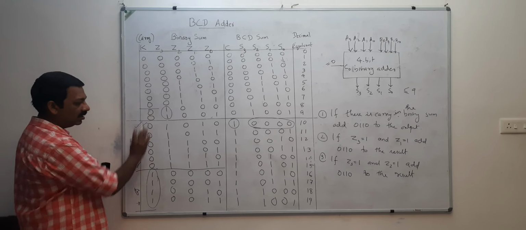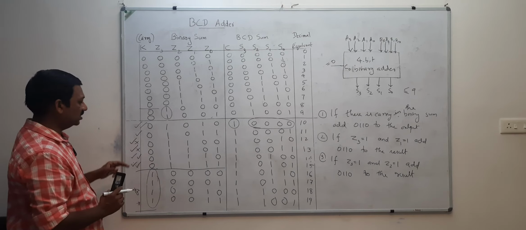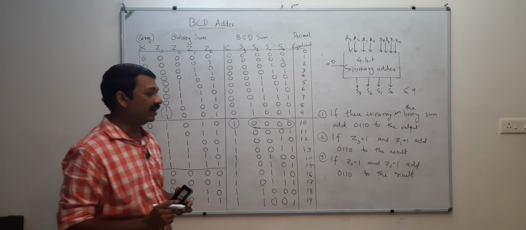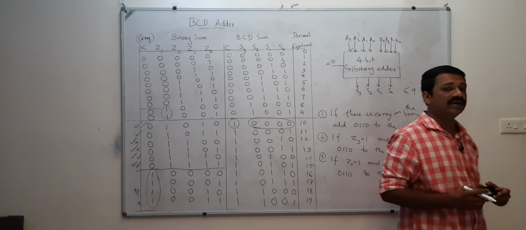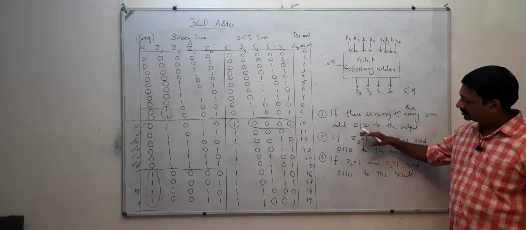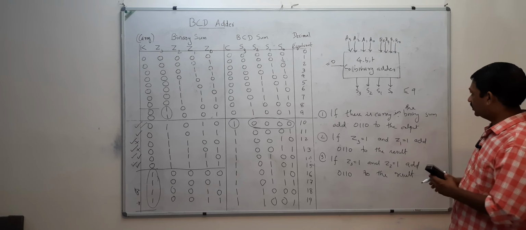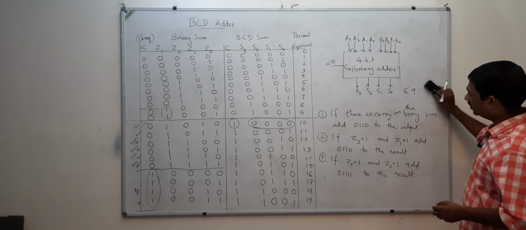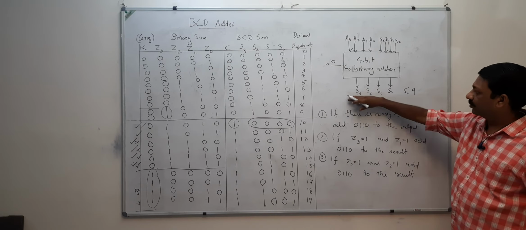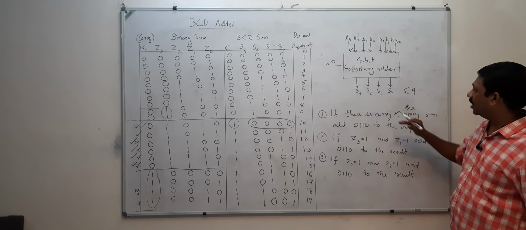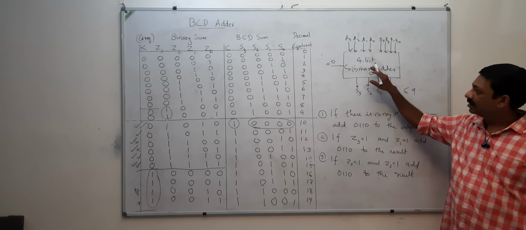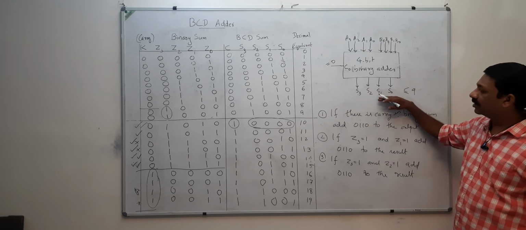That means now the problem is solved. Here you have to make the arrangement, or you have to add 0, 1, 1, 0 to the result for these three conditions. So see, we are going to have an AND circuit, and simply you give this to another 4-bit binary adder. Here we are giving this result to a 4-bit binary adder.